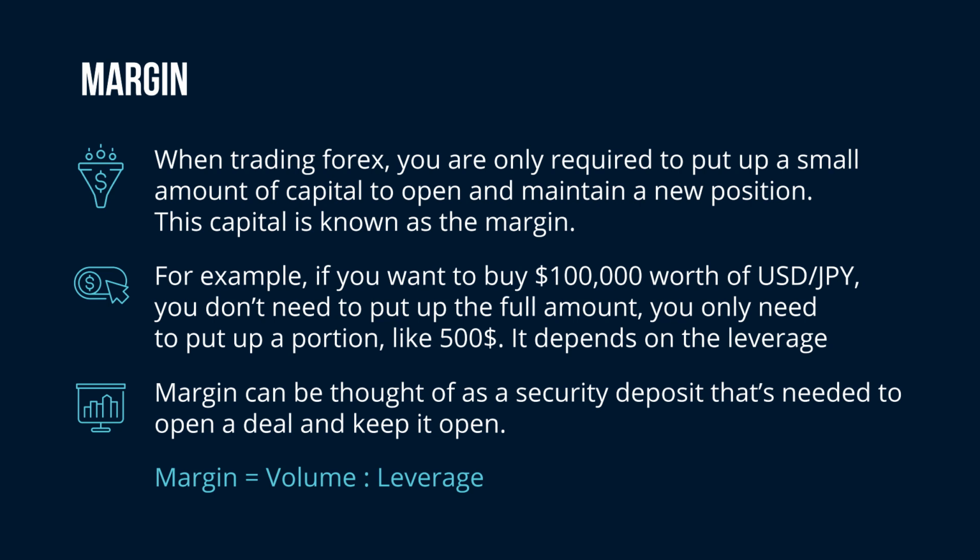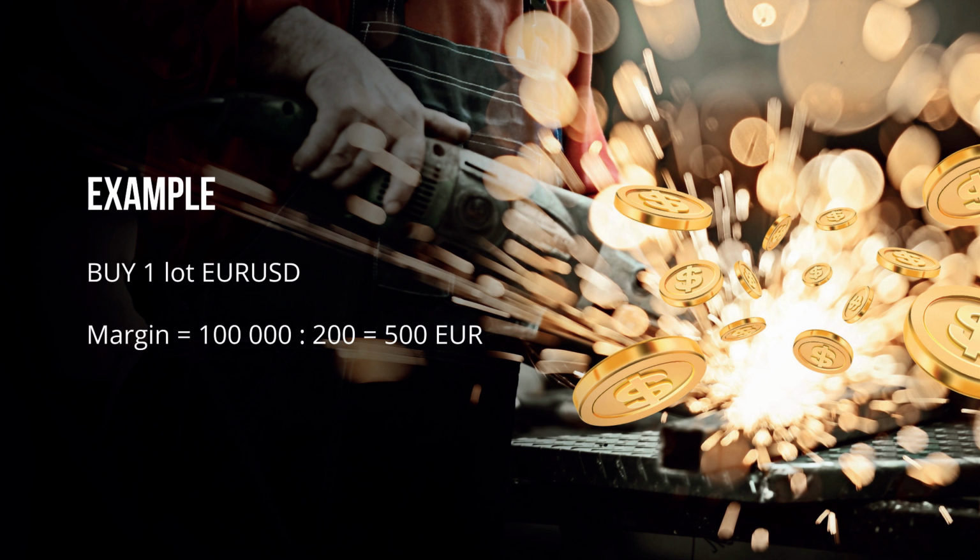So all the losses and all the profits go directly into and from your free balance. Margin remains the same. It's a security deposit. You give it to buy a certain amount of currency and you're going to get it back when you close your deal. This is just like a guarantee for the broker that you have enough money to open new deals, to continue trading. So let's take a look at an example of how to calculate the margin.